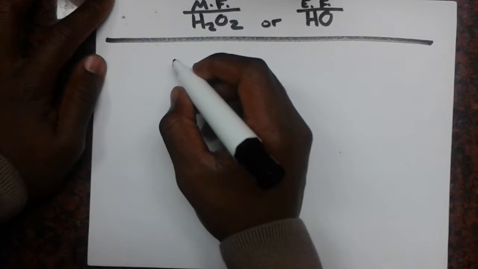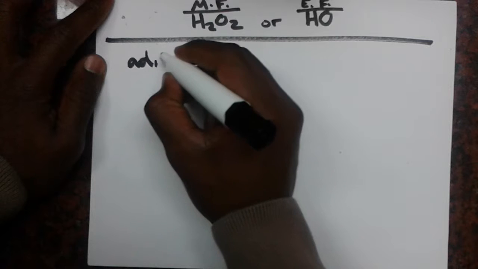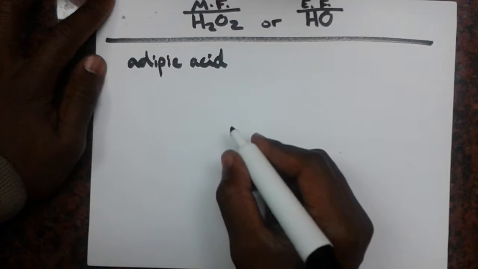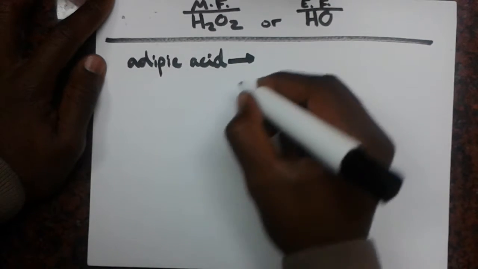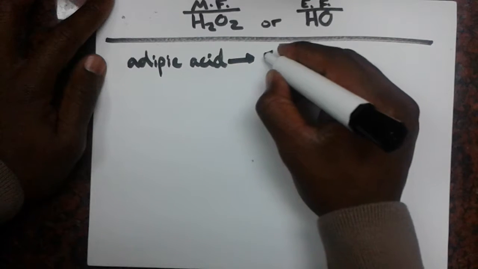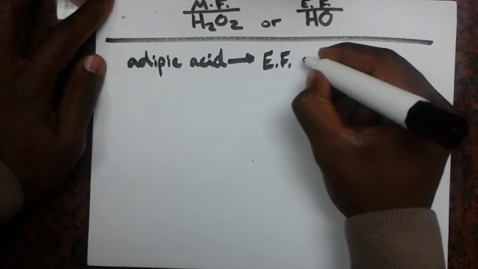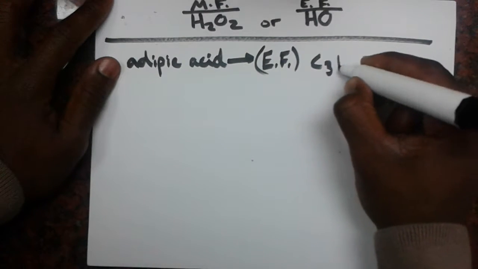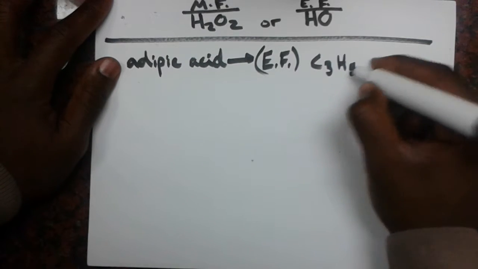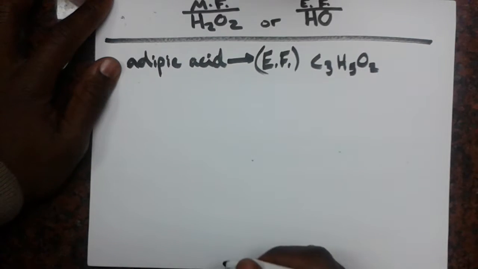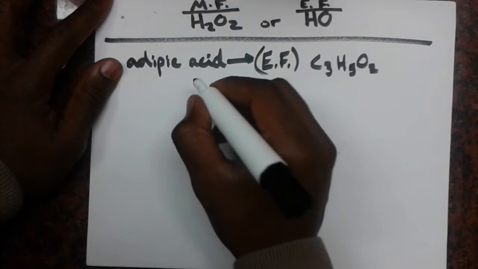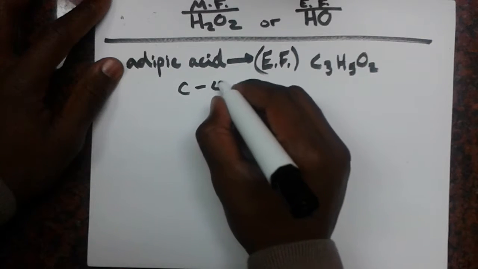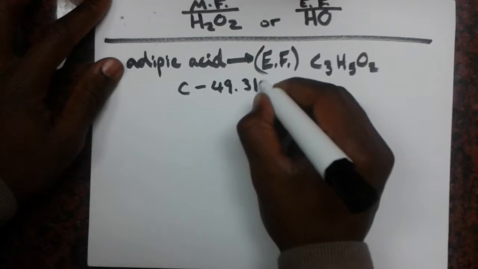So let's look at something like adipic acid. And adipic acid has the empirical formula of C3H5O2. Once told that we have a sample which is composed of 49% carbon.